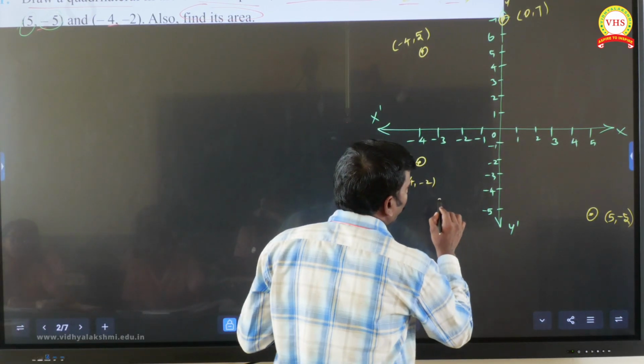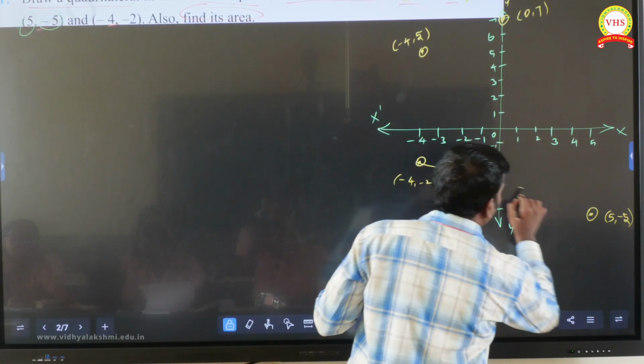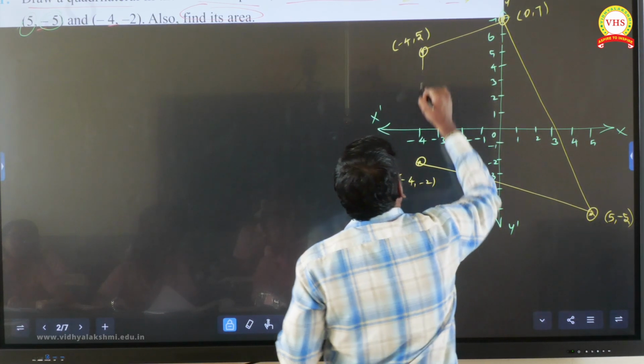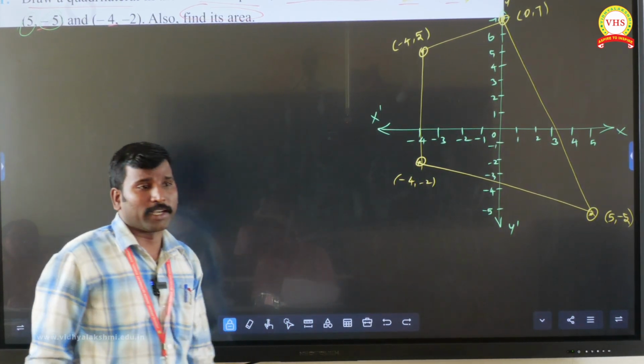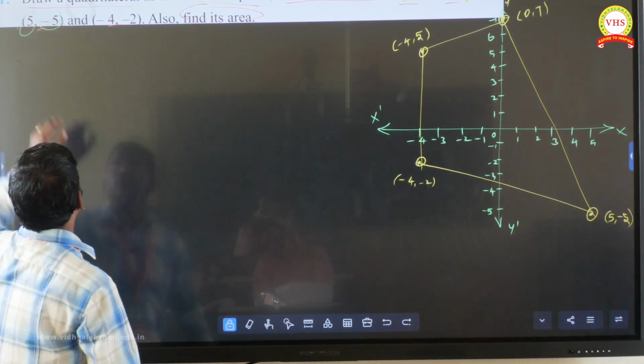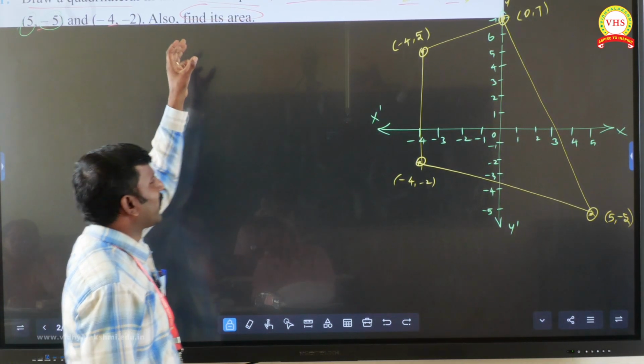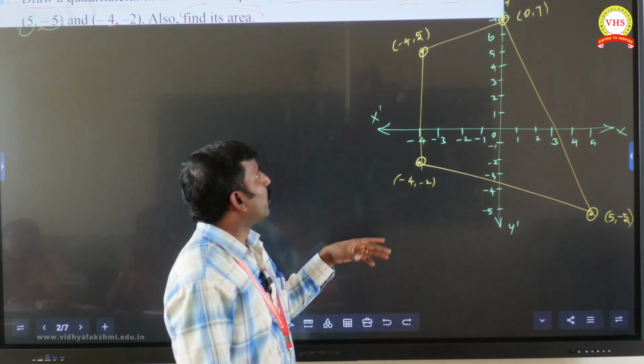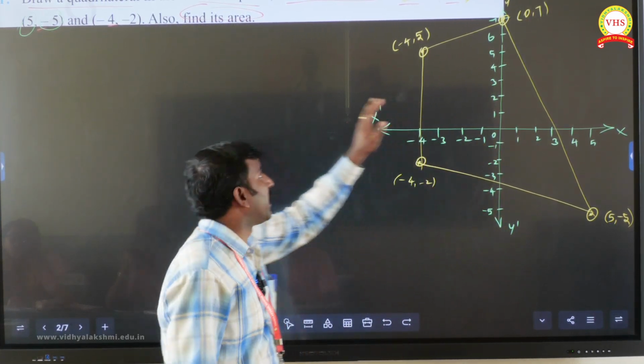Shall we join now? Kindly use a ruler to join these points. So I'm joining them directly. This is my required quadrilateral. The task was to draw a quadrilateral in a Cartesian plane, and we did it. That's it, it's over. Understand? Now, I have to take names for finding the area.